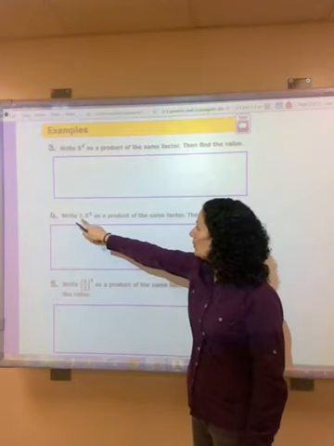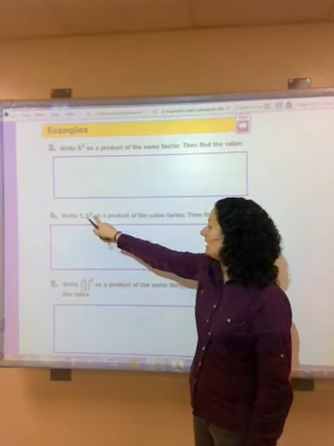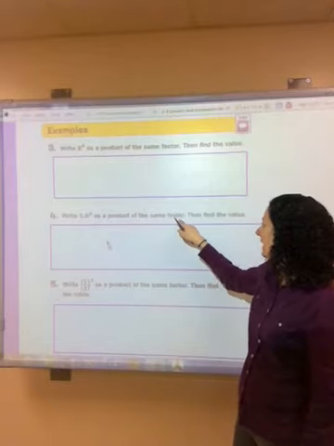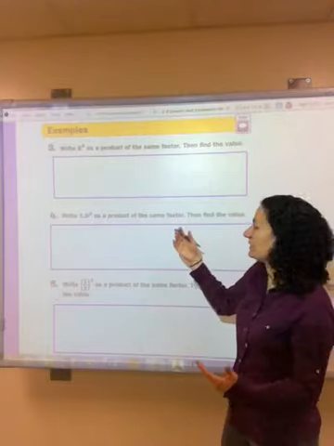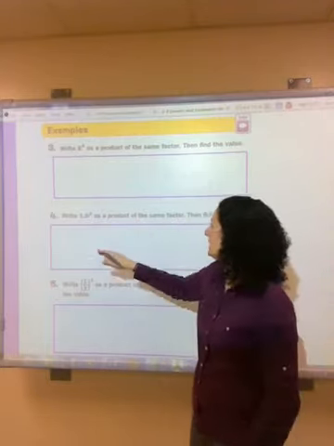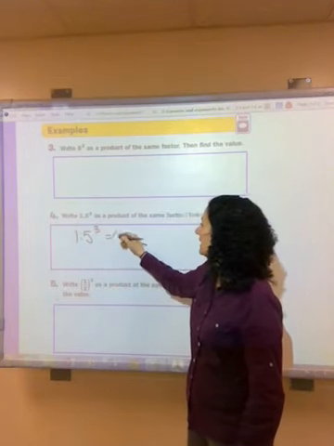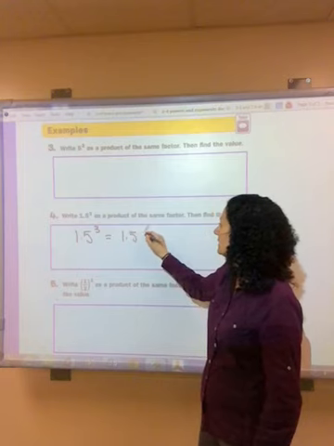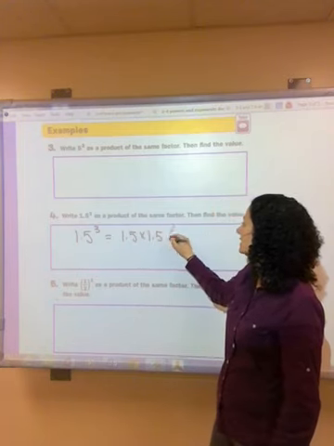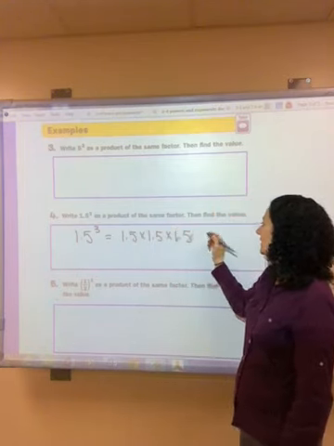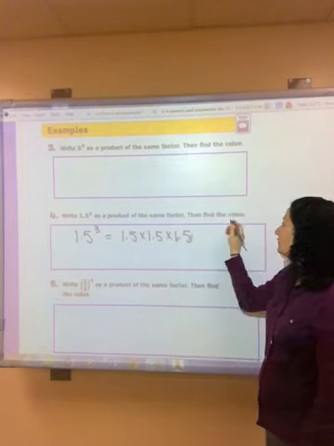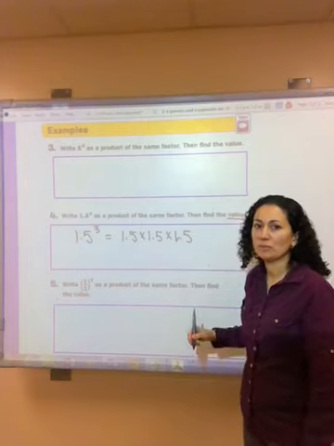If I want to write 1.5 to the power of 3 as a product of the same factor, that simply means write it in expanded form. In other words, 1.5 to the power of 3 is 1.5 times 1.5 times 1.5. To find the actual value, I would then multiply that out. So I would do 1.5 times 1.5.